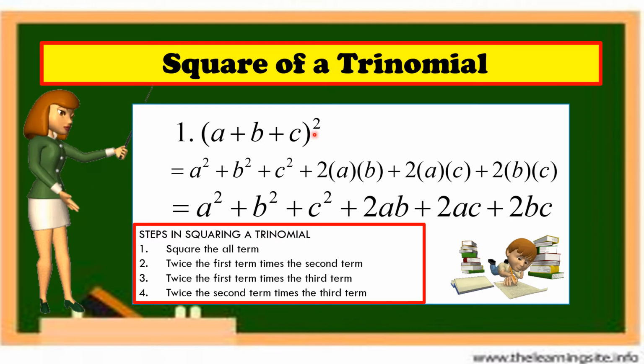Then after that, we have twice the first and the second. 2 times a times b, that is 2ab. 2 times the first term times the third term. 2 times a times c, that is 2ac. And 2 times the second term times the third term, 2 times b times c, and that is 2bc. So a plus b plus c, quantity squared equals a squared plus b squared plus c squared plus 2ab plus 2ac plus 2bc.